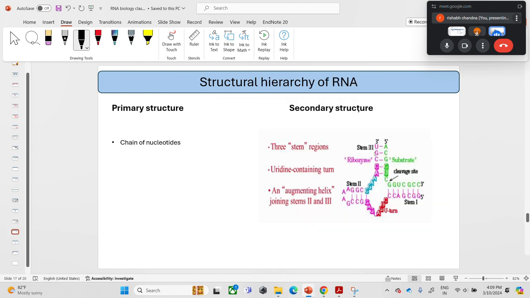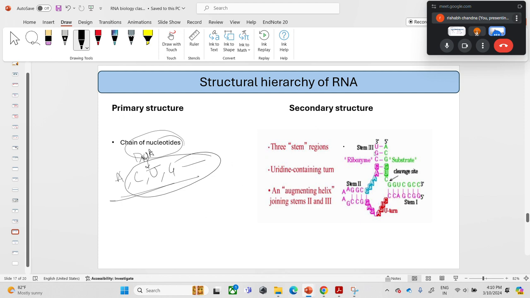Okay, so now we'll discuss in a bit more detail the structural hierarchy of RNA. Going to the primary structure, it's a chain of nucleotides attached by phosphodiester bonds. It will have A, C, U, and G connected with each other in a sequence, and the sequence is derived from the DNA. So DNA encodes these sequences, and it will form a sequence that has a functional role.